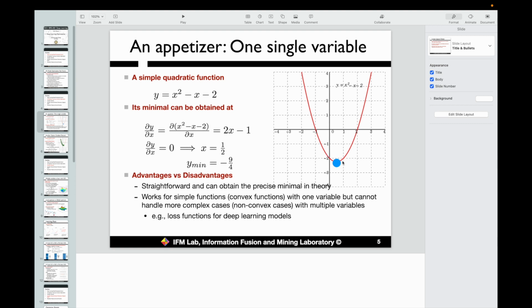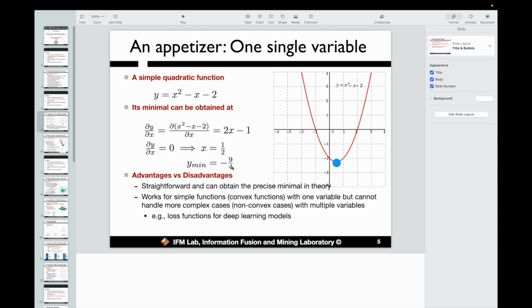However, for the points on the right-hand side, the function is increasing. In other words, the gradient will be a positive value. Only at this point will the gradient be flat, equal to 0. Because if we draw a line tangent to this point, it will be a flat line, its gradient will be 0. In this way, we can find the data point with 0 gradient, which equals 1/2. And by replacing x equals 1/2 into this function, we obtain the minimum value of negative 9/4.